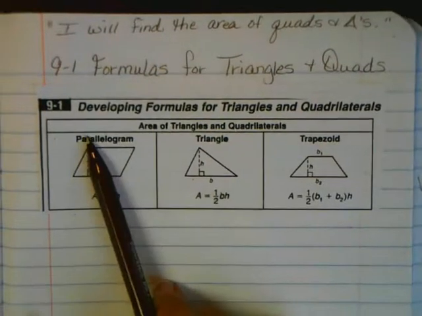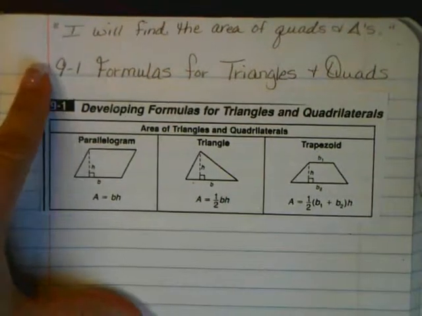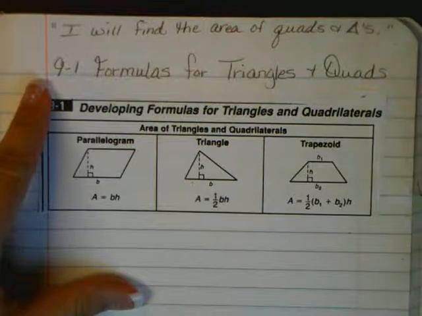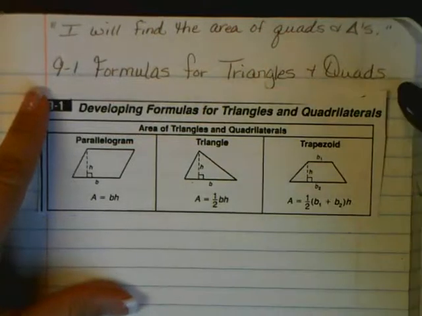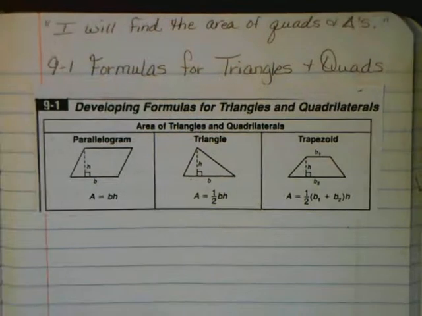The first thing we need to do, though, is make sure that you have your comp book with you, that you write your title down and your I will statement. Don't forget to write your title in your table of contents as well, which we are going to start with the formulas for triangles and quads. Okay, some of the new quads and adding to it.